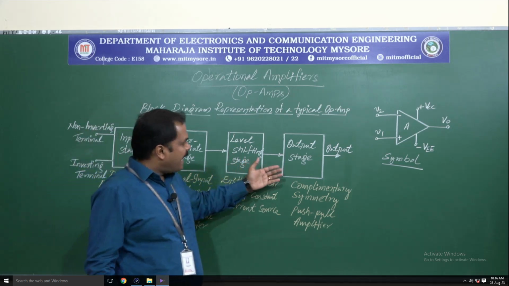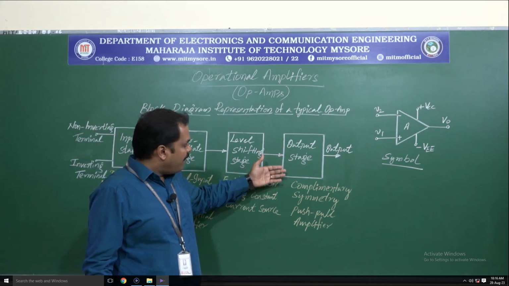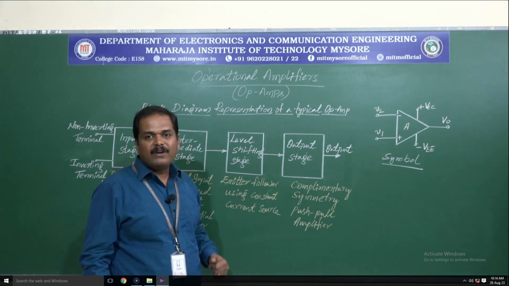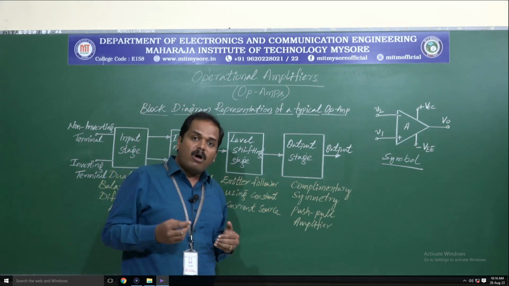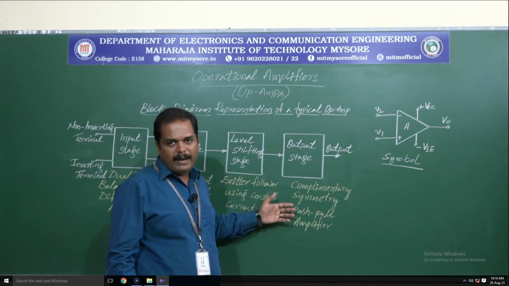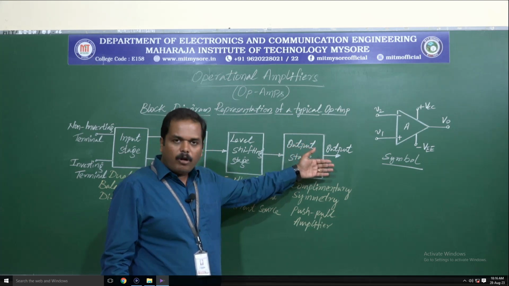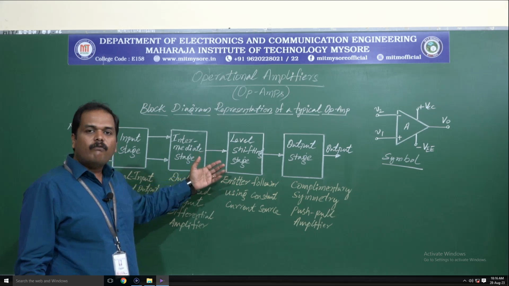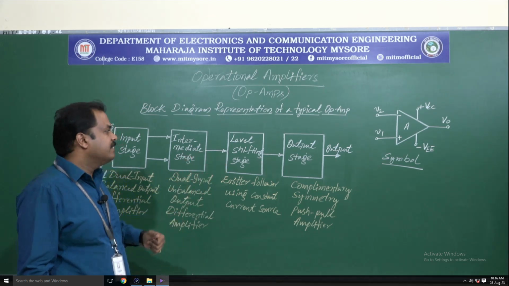Later on we have the output stage, where we have a complementary symmetry push-pull amplifier, which provides the current capabilities required by the op-amp. From this stage we draw the output. So this is the internal block diagram of any op-amp.